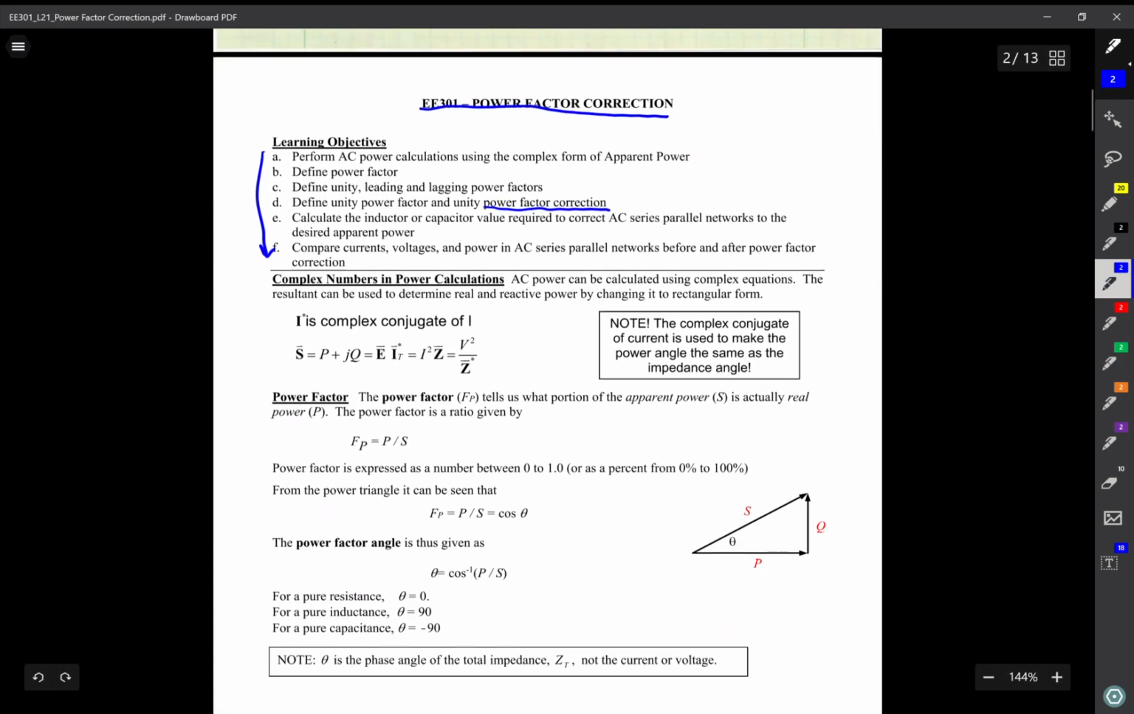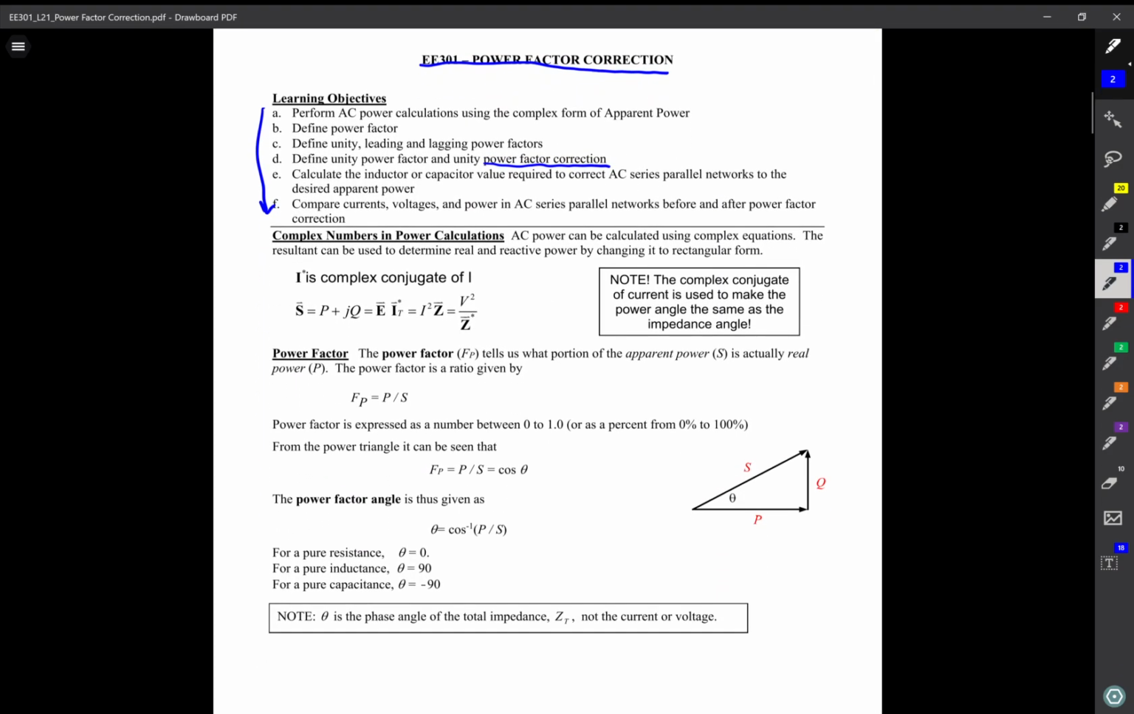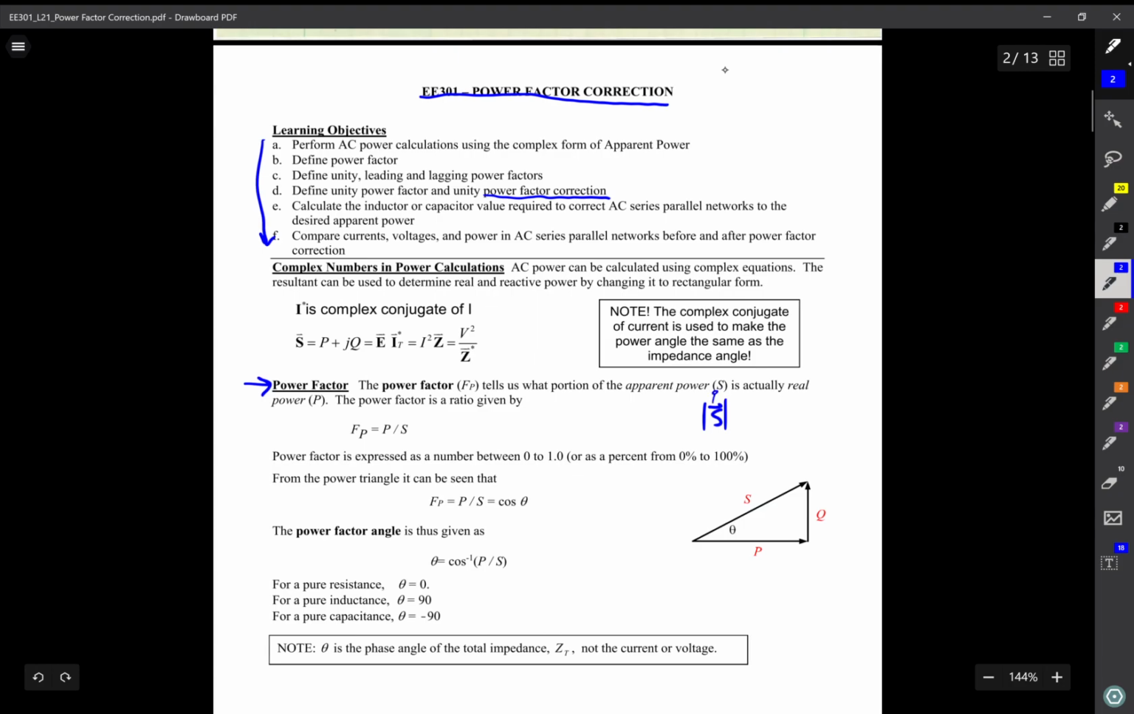So let's drop down here again to our lecture notes and define power factor. Power factor is the portion of apparent power, S, and I like to draw S, my apparent power, as the absolute value of the complex power, but it's the same, that is actually real power.